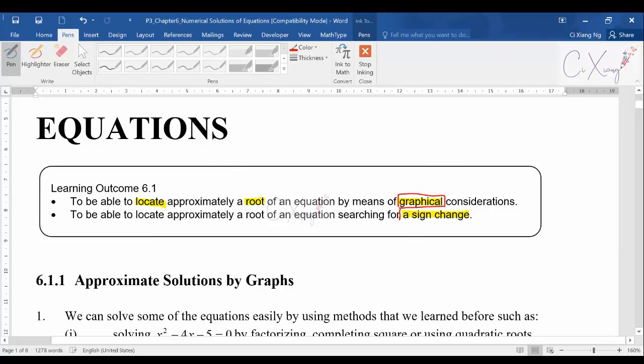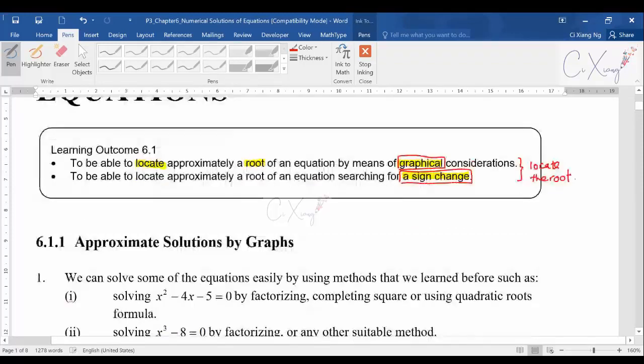So no matter which method you are using, the main aim of applying this method is to locate the root. Okay, so what's the meaning of a root? Let's have a very rough discussion on this.